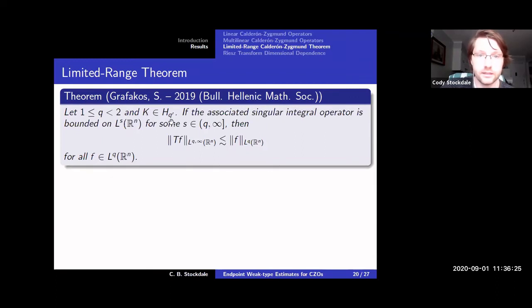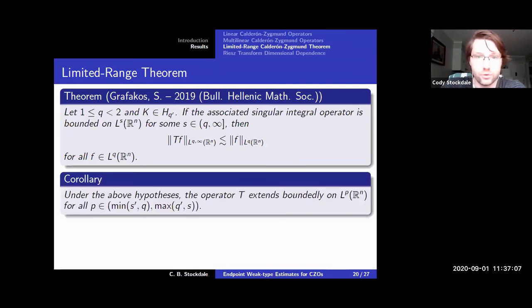we assume that K is in this HQ prime, so this is the Holder conjugate exponent of our parameter Q. If we assume that K is in an HQ prime condition for the kernel, and we have an associated singular integral operator that's defined by integration against that kernel, and we assume that it's bounded on some LS space, and typically we take S equals 2, then it's going to possess a weak type QQ property. So it's not necessarily going to be weak type 1,1, but it's going to be weak type QQ for Q possibly bigger than 1.